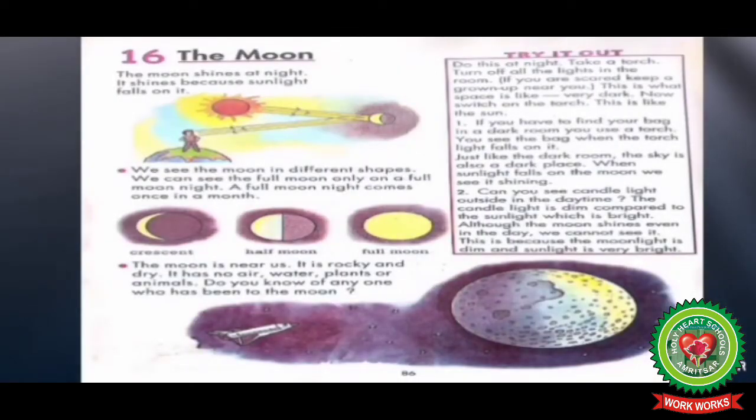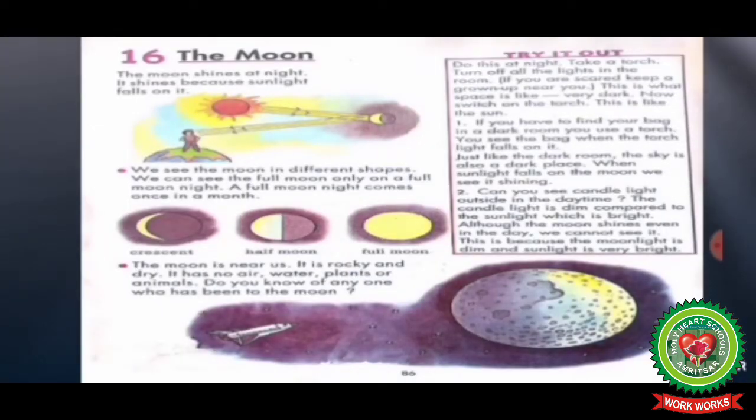Now dear students, there is one activity given in your book. Try it out. Let's do it. Students, you will turn off all the lights of your room and then you will switch on the torch. The torch is like the sun in that dark room.